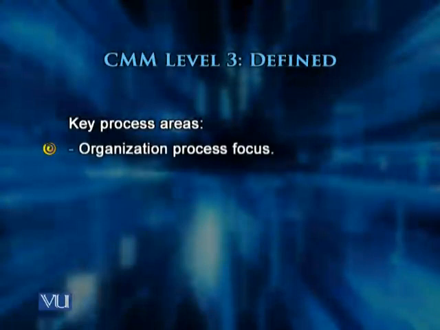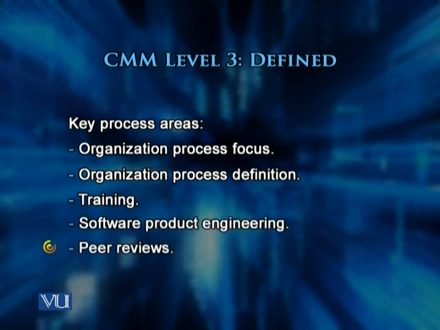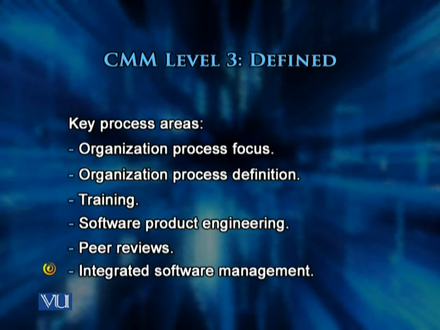Organization process focus, where the entire organization is focused on following a process. Organization process definition is a key process area. Training program is a key process area, which means that adequate training for management as well as technical staff needs to be provided. Then there is software product engineering. Peer reviews are a very effective mechanism for quality assurance. Then we have integrated software management and intergroup coordination. These deal with managing and coordinating activities, for example, in software engineering group, in marketing, in system engineering group.